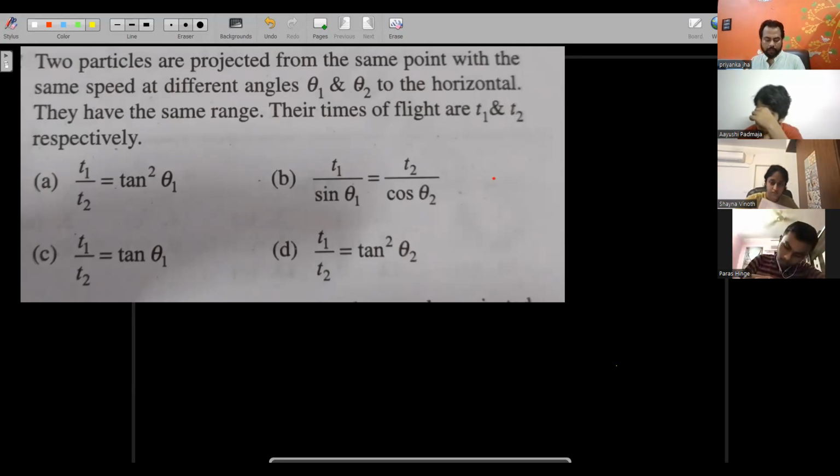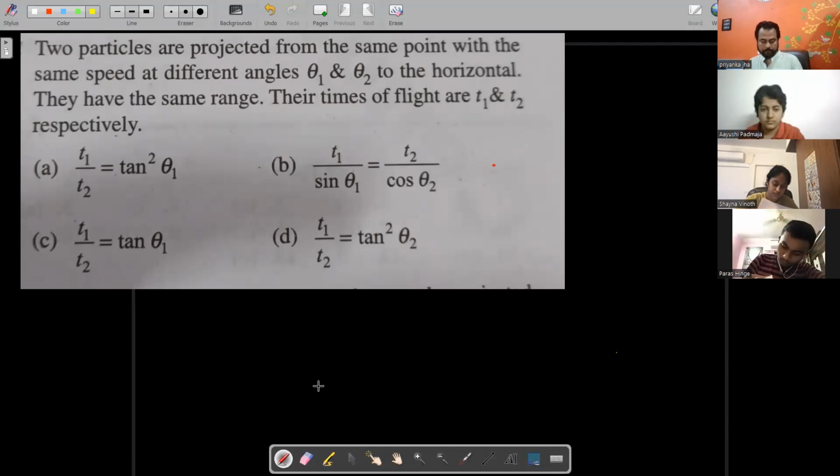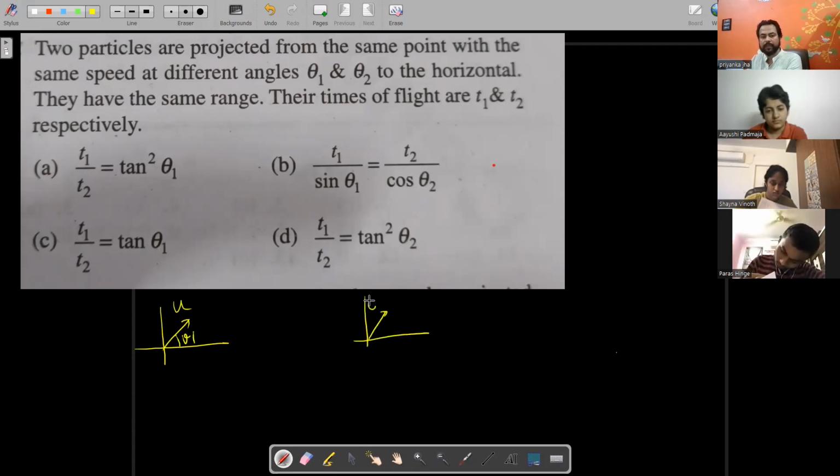Paras and Ayushi, are you guys done with question number 7? No, sir. Why, sir? Why no? Simple, na? It says that two particles are projected from the same point with the same speed at different angles. Suppose this particle is projected at the same speed, but the angle is different with the horizontal. They have the same range. So R1 must be equal to R2.